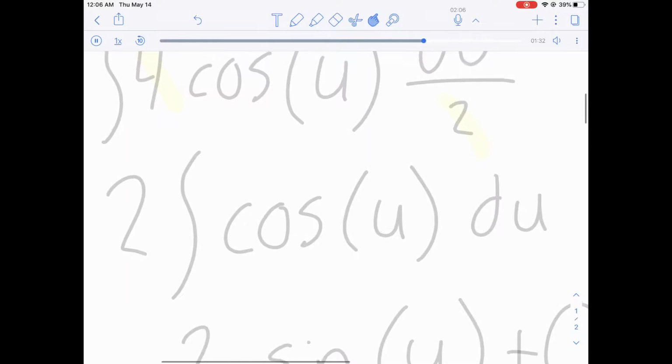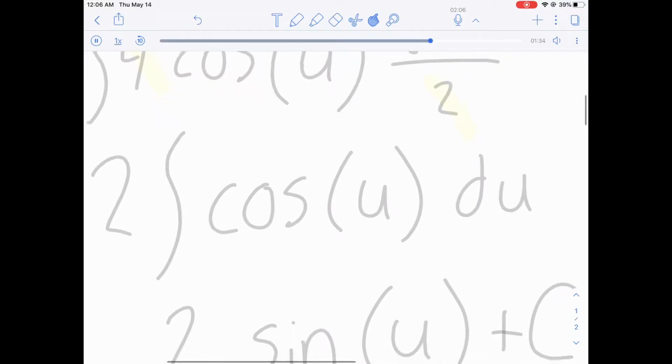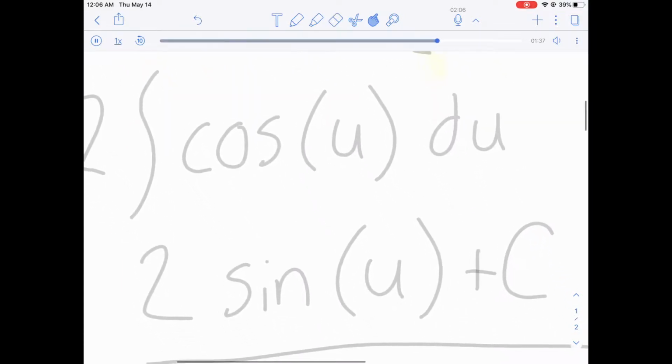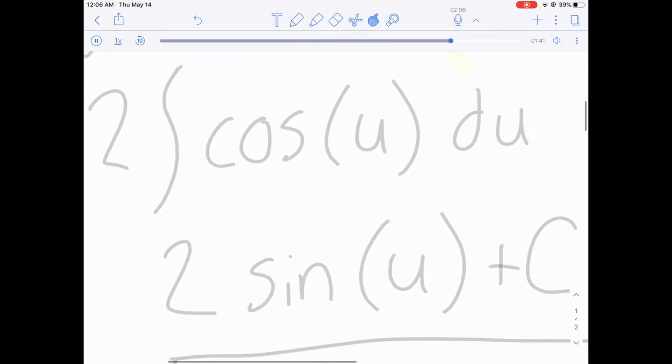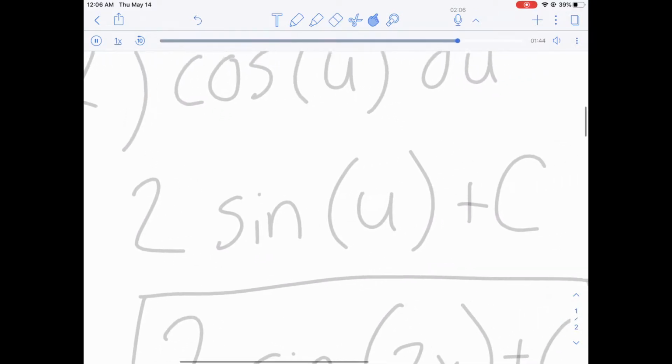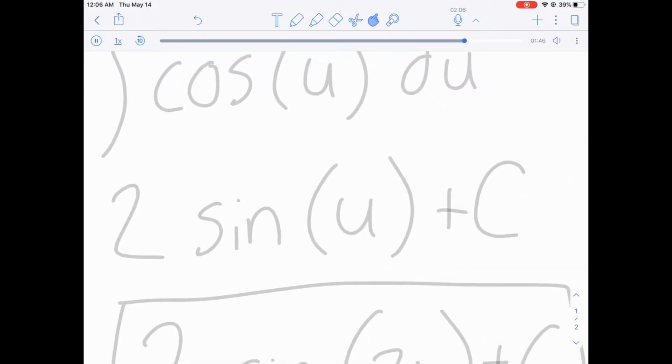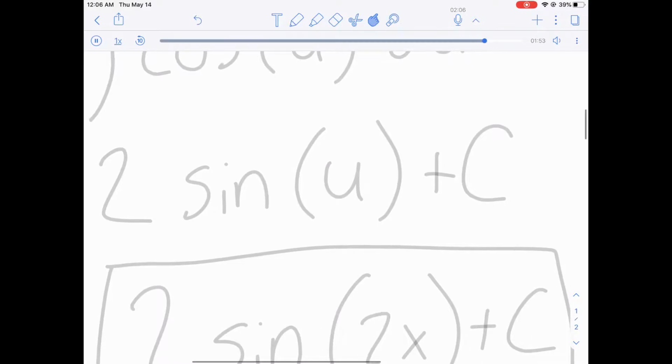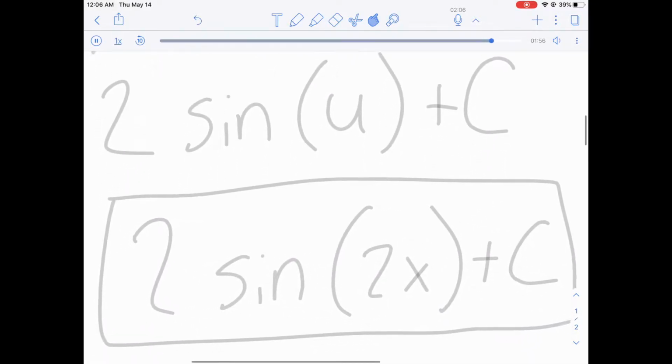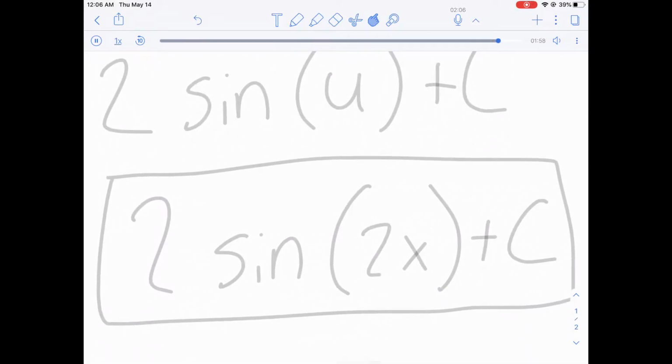Now what we're going to do is take the antiderivative of cosine. And the antiderivative of cosine in this equation is going to be sine. So we're now left with 2 sine u, and then we're going to take the du and just replace it with plus c. But we're not done yet, because our last step is to add back in our u, which once again is 2x. So we are finally left with 2 sine 2x plus c.